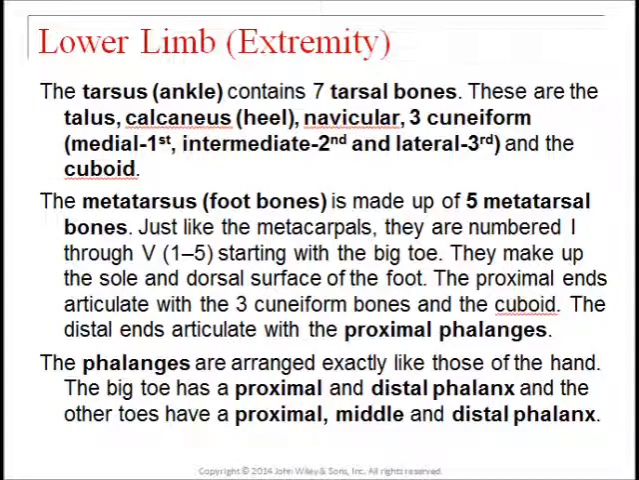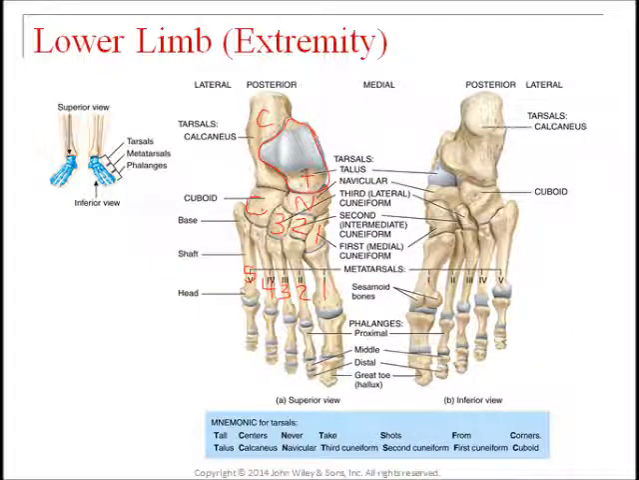The phalanges are arranged exactly like the hand. Your big toe, like the thumb, will have a proximal and distal phalanx, and the other toes will have a proximal, middle, and distal phalanx, just like the bones of the hand. I'd like to take a much closer look at the tarsal bones when we're in class on our models, but I would like to spend a moment on this diagram.